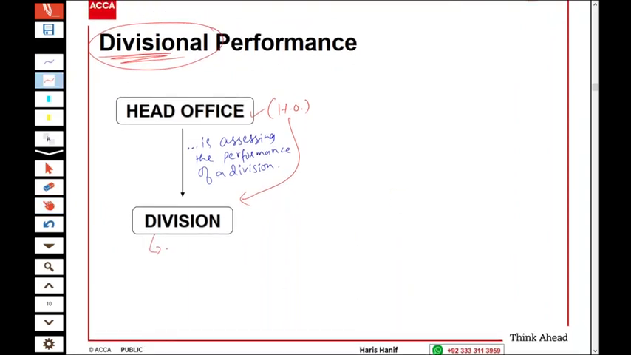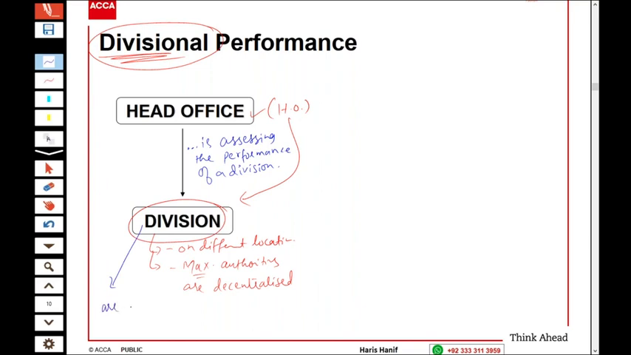Division is something which is on different locations, and not all, but maximum authorities are decentralized, which means that divisions are taking their own decisions without the involvement of the head office. They are taking their own decisions. That means a decentralized element.